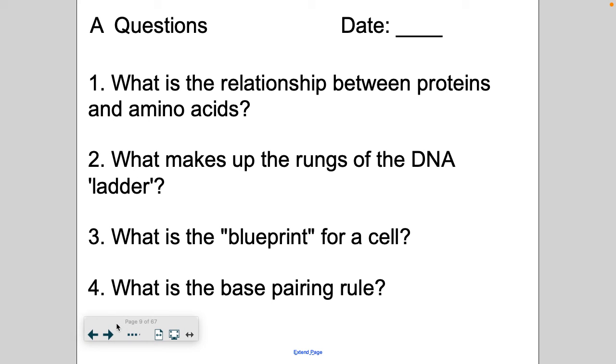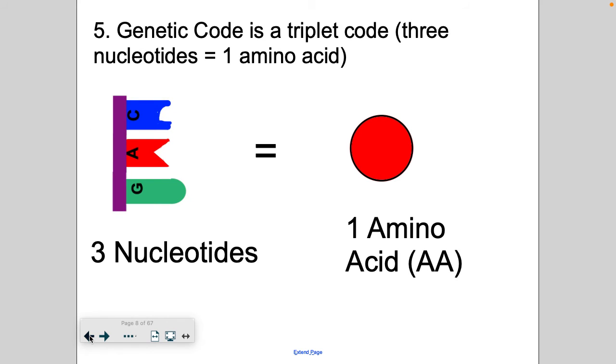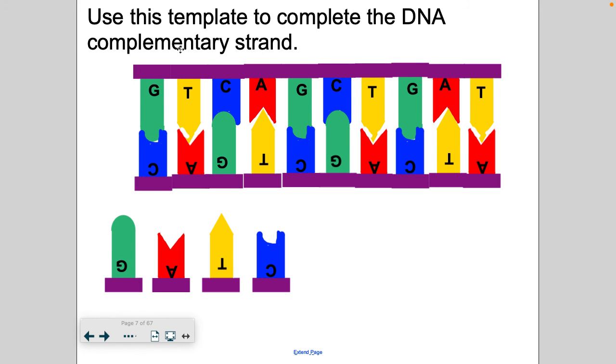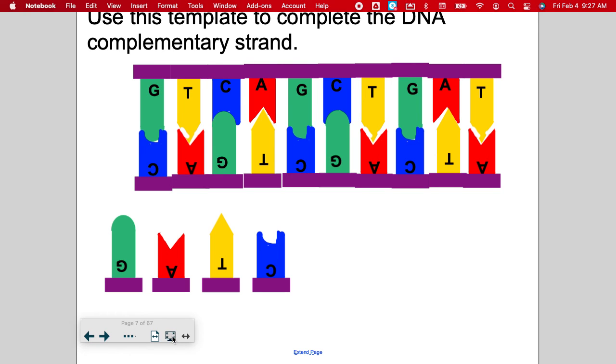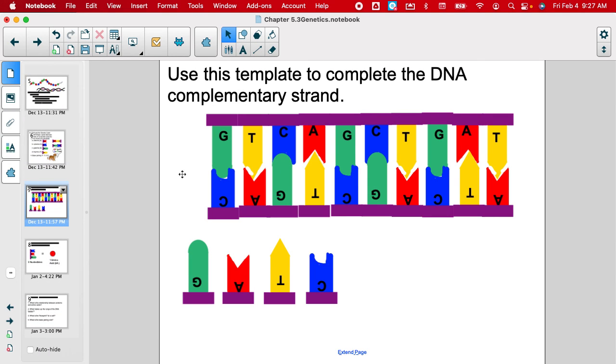Okay, so that's all I want to cover today. I threw a lot at you. This is your assignment. It's also posted in Google Classroom. What's the relationship between proteins and amino acids? What makes up the rungs of the DNA ladder? What is the blueprint for a cell? And what is the base pairing rule? Number 2 says what makes up the rungs of the ladder. Look, it kind of looks like a ladder here, right? And these are the rungs of a ladder. So what do G, C, A, and T represent? What are they called? Okay, so that does it for 5.3A, Part A.